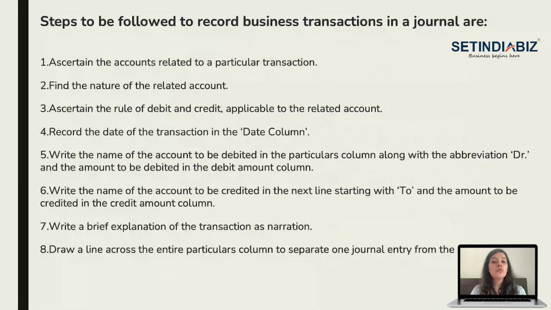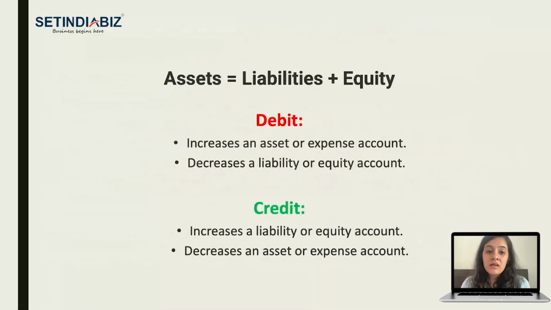Now, we should learn the rule before starting or learning the recording of journal entries. First, let us understand what are assets, what are liabilities, and what is equity. We know in the balance sheet we record assets and liabilities, right? Assets are on the right hand side, liabilities are on the left hand side.